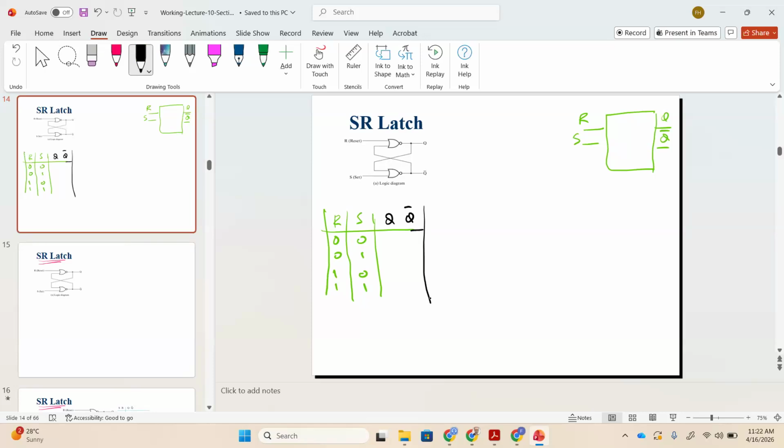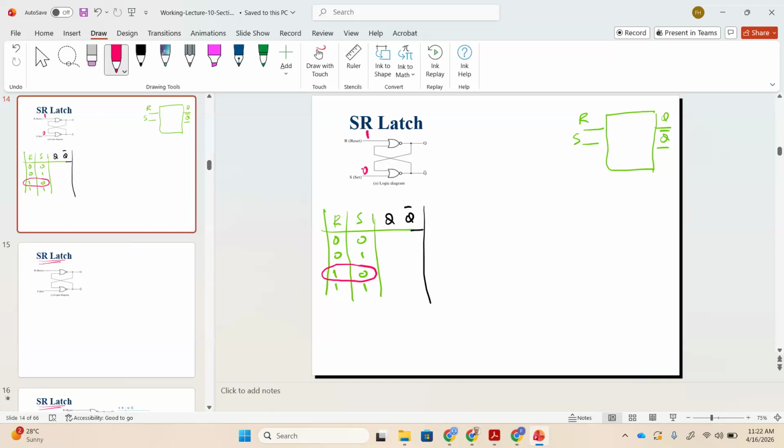Okay. Now we want to see one combination. I'm now making it in red color. Why am I using red? Because I'm interested in this combination. For the red color, let's assume R is 1 and S is 0. So my R is 1 here and my S is 0 here. Got it or not got it? My R is 1 and S is 0.